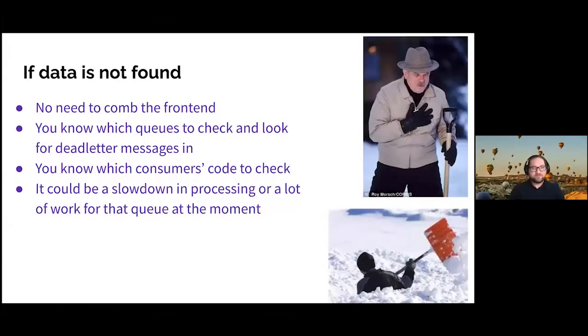So I've already kind of said these things, but if data isn't found, you don't have to comb the front end. You know which queues to check. You know which consumer codes to check. A couple of things that could go wrong is maybe consumers are slow at processing data lately, or there's a lot of work for that queue at the moment. Maybe, if it's in a shared environment and someone just added 1,000 test locations, that could get in the way of your test that is adding one location. So those are where to look.